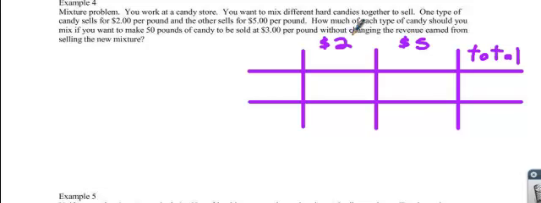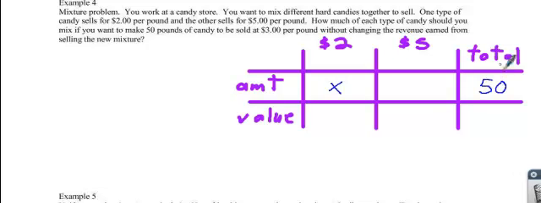Okay, so anyhow, back to this problem. I have a $2 candy and a $5 candy, and I have totals. And often the rows involved here will be the amounts and the values. Not always, but often that's how your rows look for mixture problems. So for this problem, I want to mix a certain amount of the $2 and a certain amount of the $5. I don't know how much of the $2 I have, so I'll call it X. It says I want to make 50 pounds total, so 50 goes there.